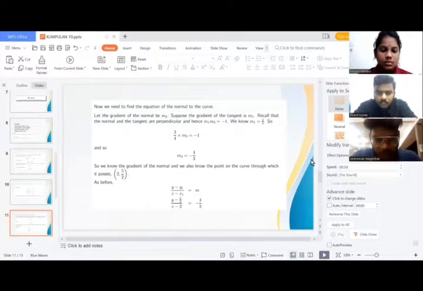So when we use the numbers, y minus 5/2 over x minus 2 is equal to -4/3.